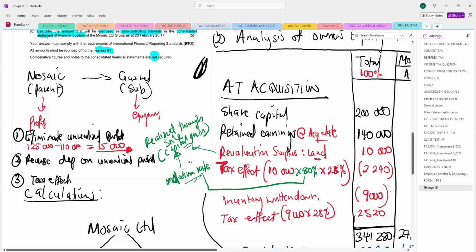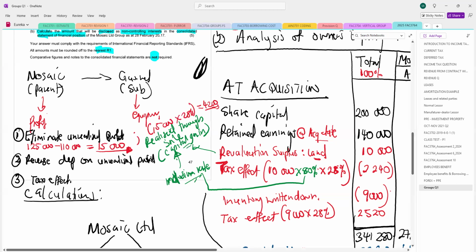Of course, I have to calculate the tax effect on that. Let me rather do the tax just close to it. So I'm going to say 15,000. This is just an asset, a depreciable asset which is realized through use. So I multiply by 28% only. So I have 15,000 times 28%. I'm getting 4,200. Right, that's my tax.